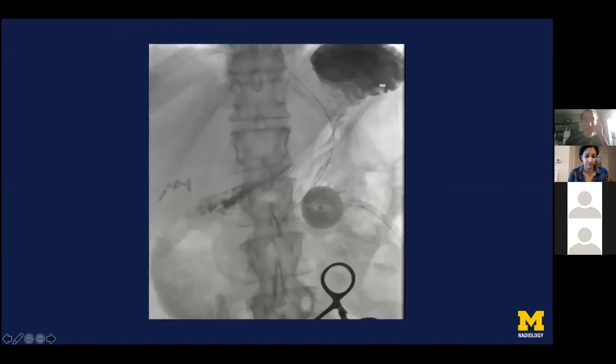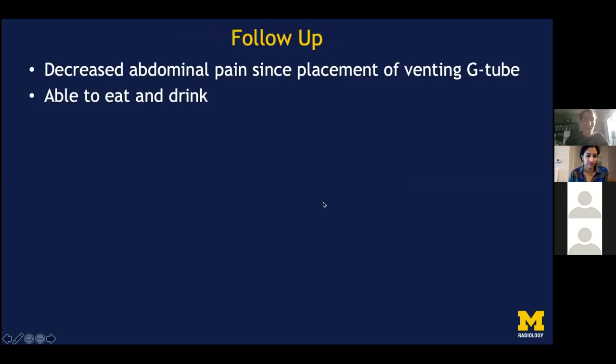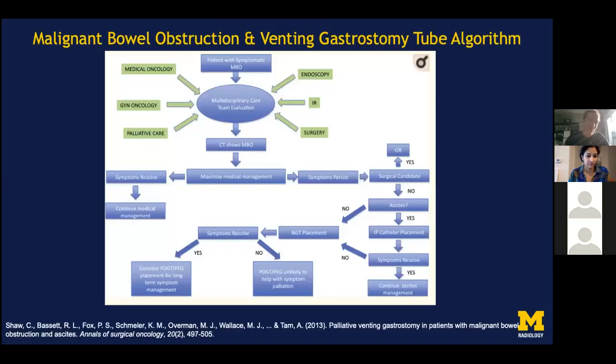After the tube was placed, we see the retention balloon, presumably against the stomach wall, and we see contrast outlining the rugal folds. I just want to make one point that although this is presumed to be in the stomach, without a lateral image, you can't definitively determine where the gastrostomy tube is located. On follow-up, the patient had decreased abdominal pain and she was able to eat and drink, so this was considered successful.